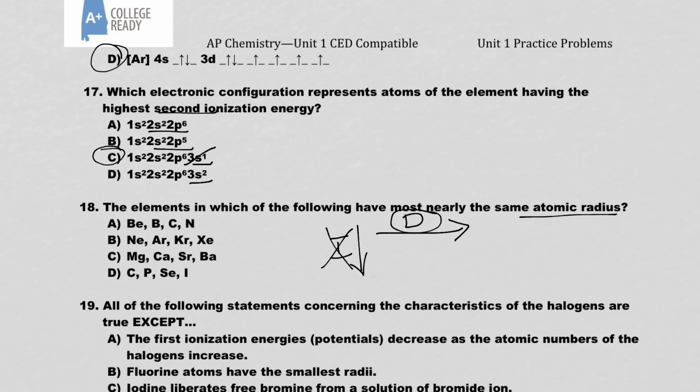Beryllium, boron, carbon, and nitrogen, those are all in the second period, okay? Just one right after another. So their sizes are getting smaller, but let's just see what the other choices are. B, neon, argon, krypton, xenon, that's a group trend.